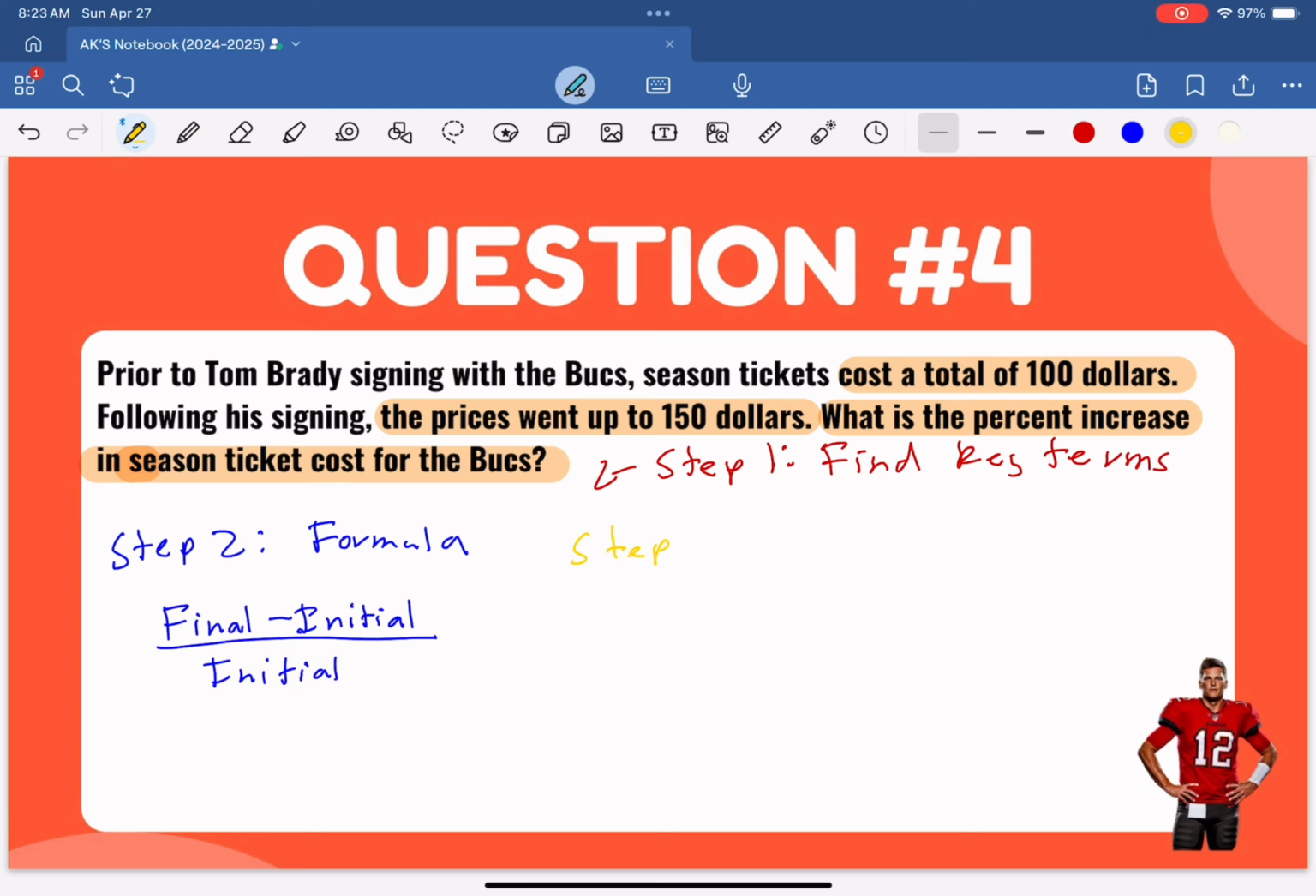So step 3, we substitute the values from the problem to find the percent increase. So the percent increase is equal to $150, which is the final price of the tickets, minus $100, which is the initial price, divided by $100. And this gives us 0.5, but as always, to convert to a percent, we have to multiply by 100, which gives us that the prices experienced a 50% increase.